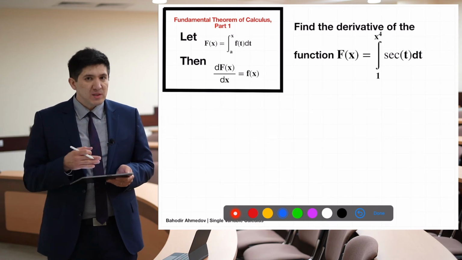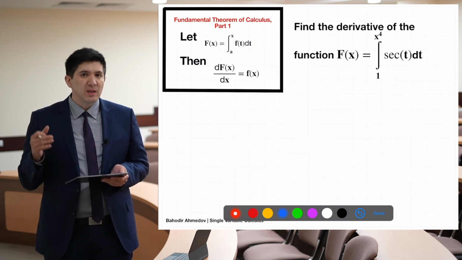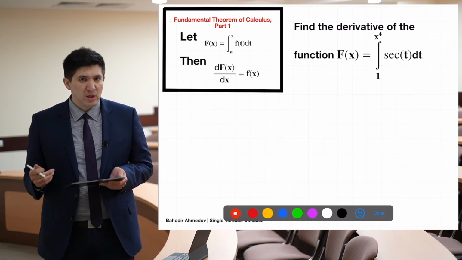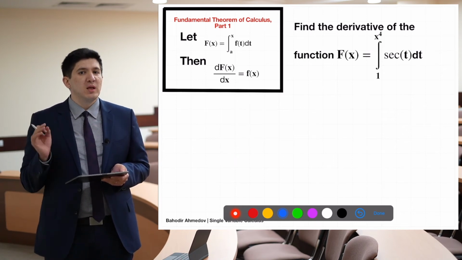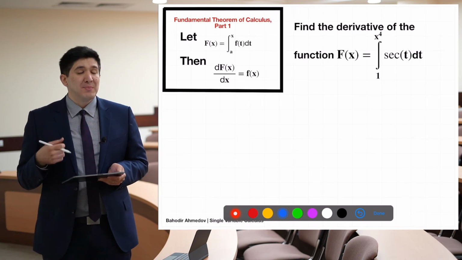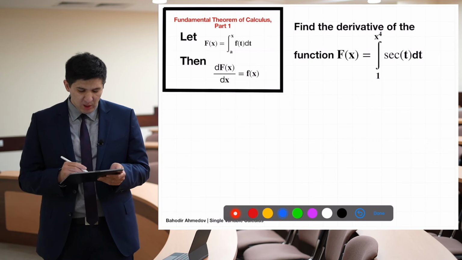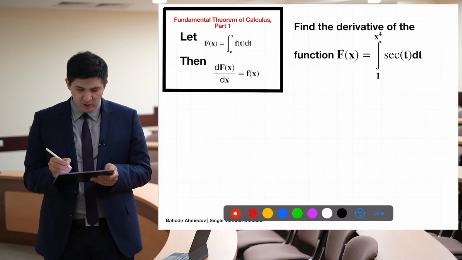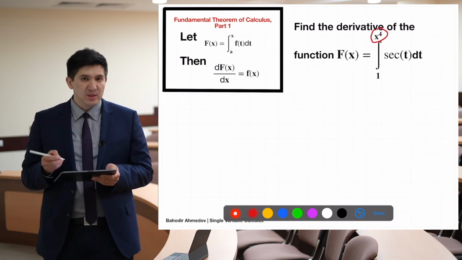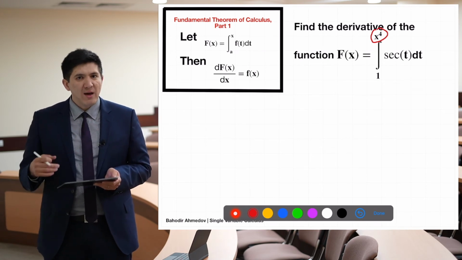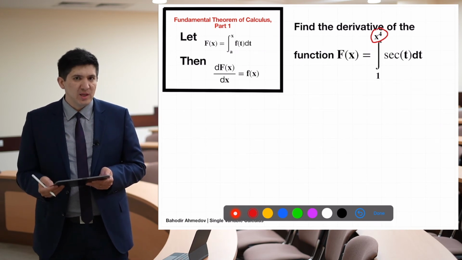Previously, we did an exercise where we needed to evaluate the differentiation of this kind of function, where the border of the integration was simply x. But sometimes it is possible that the border of the integration is a function of x, not just simply x. So in this case, we've got a function of x, which is x to the power of 4. How do we find the derivative of this function in this case?